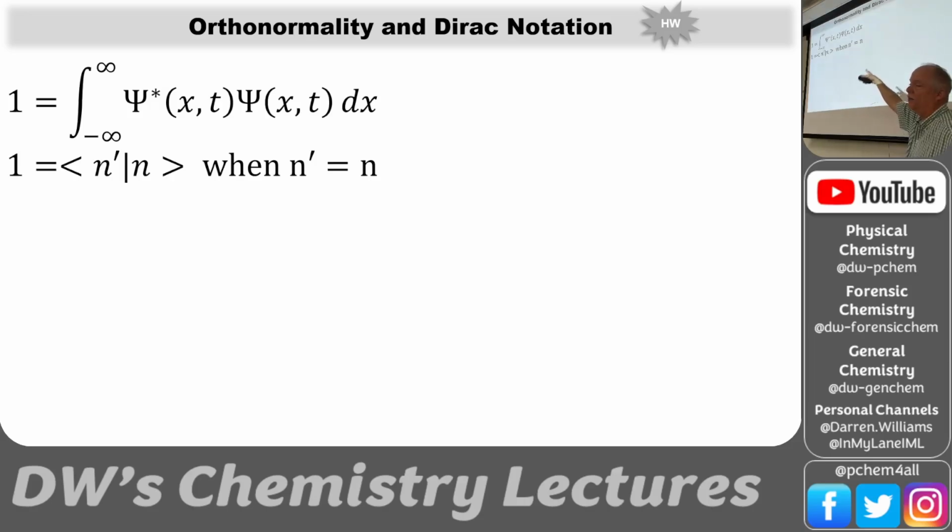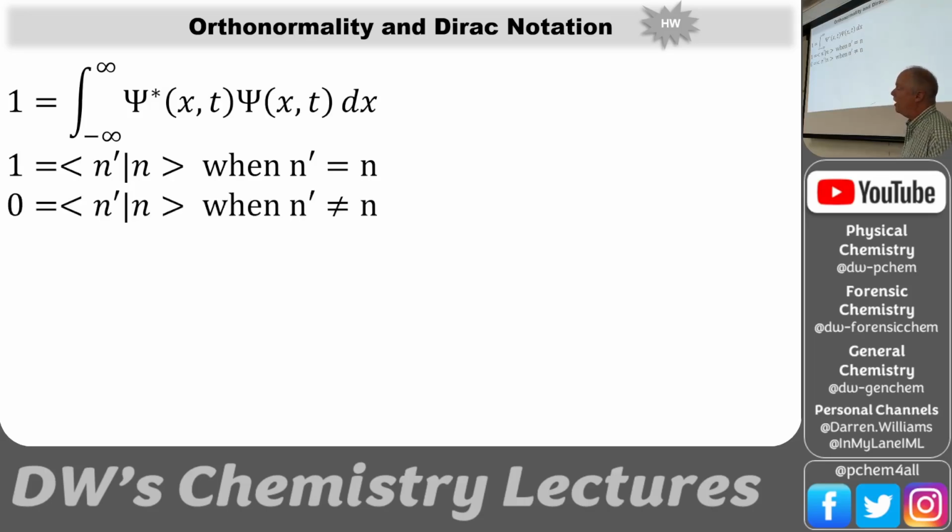So that's a simplified way of writing the first line. It's just using the angle brackets. That means integral over all space. And then we just show the quantum numbers, n prime and n, and it's equal to 1 when n prime equals n. And orthogonal, we want each individual wave function to be independent of each other.